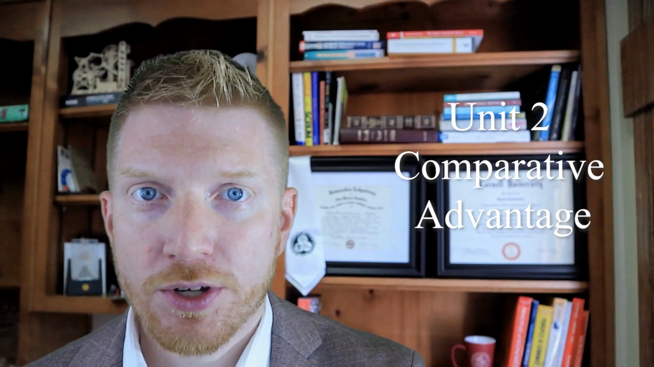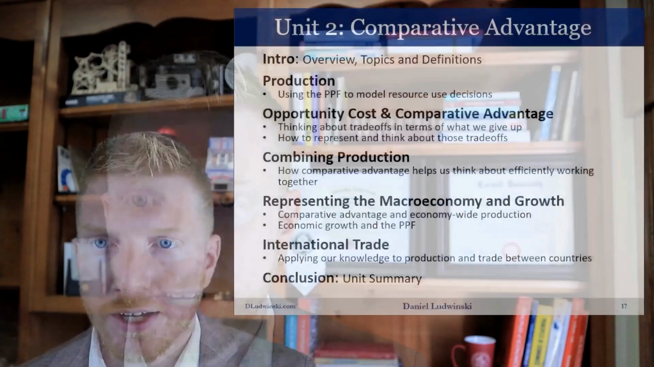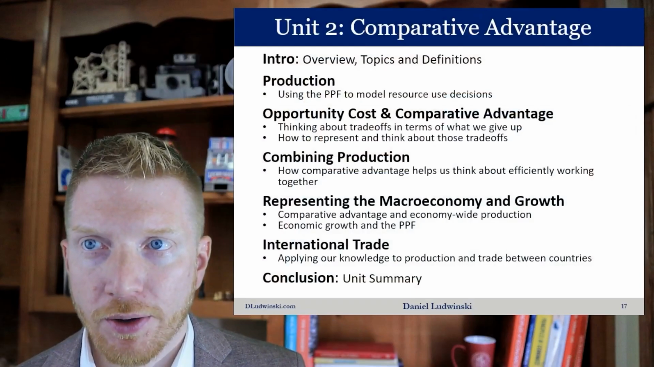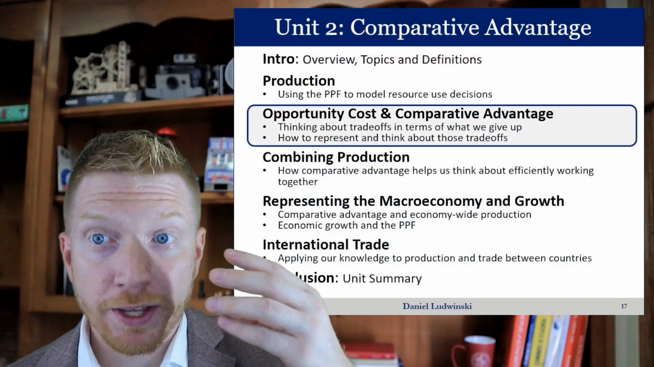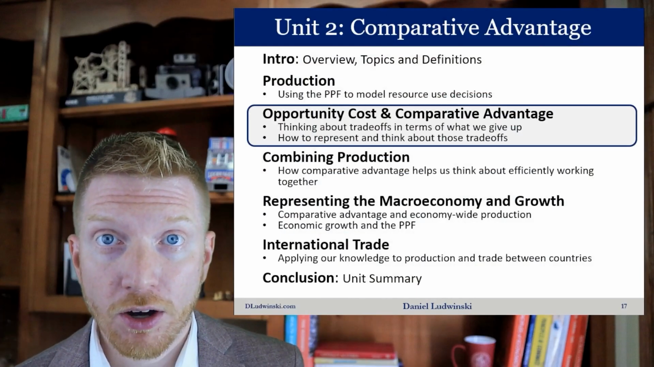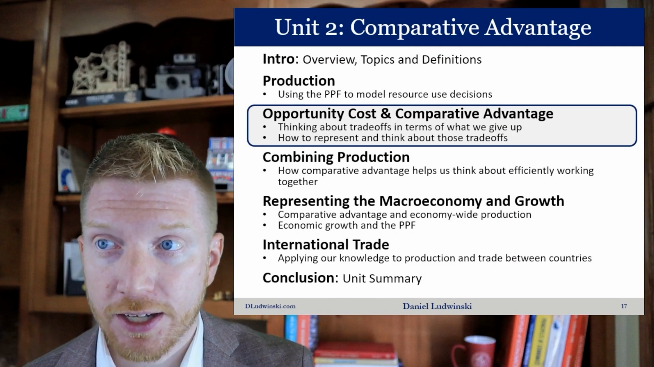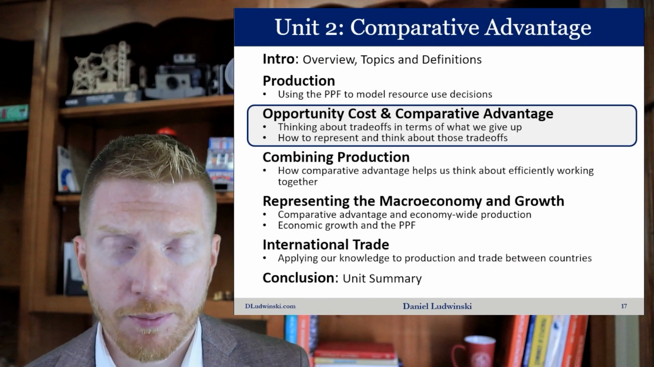In this unit, we're talking about comparative advantage and production. And what we're going to do in this video is think about opportunity cost and comparative advantage. So this is really the heart of this unit. We're going to be getting into the meat of things here in thinking about these trade-offs.